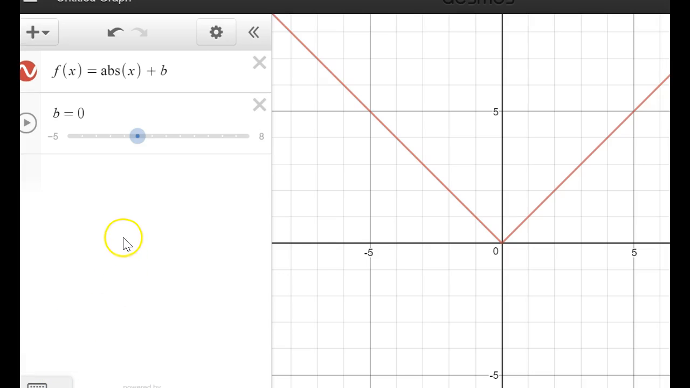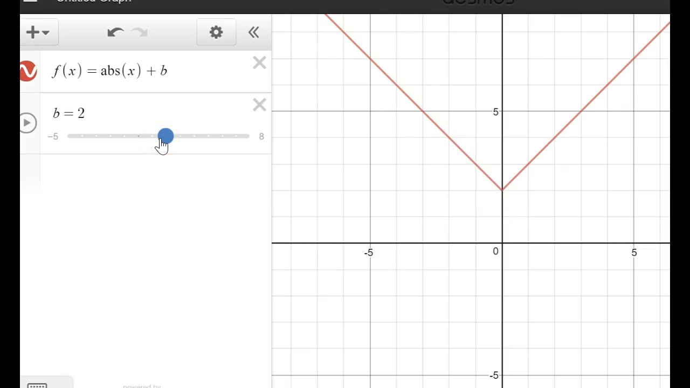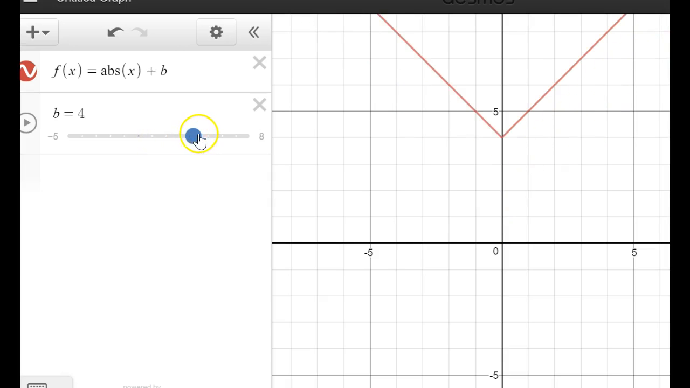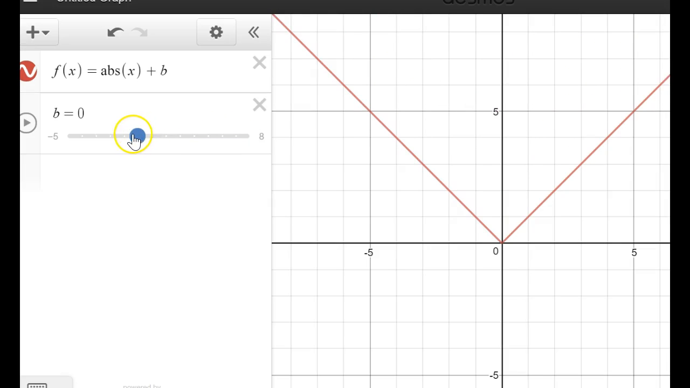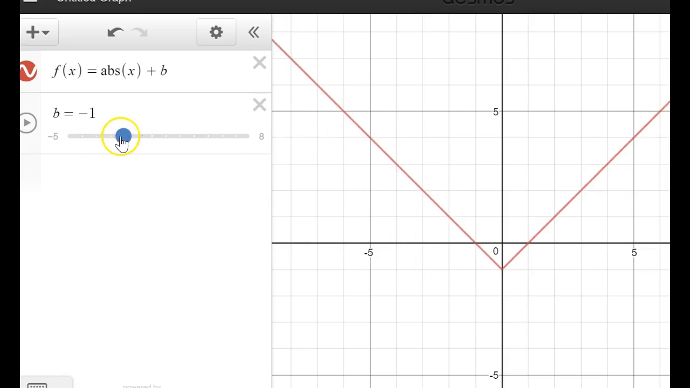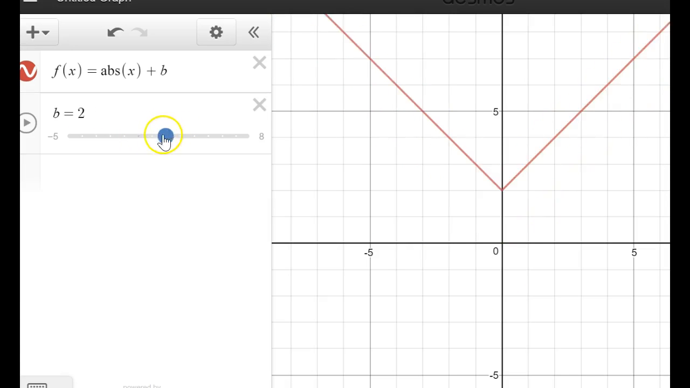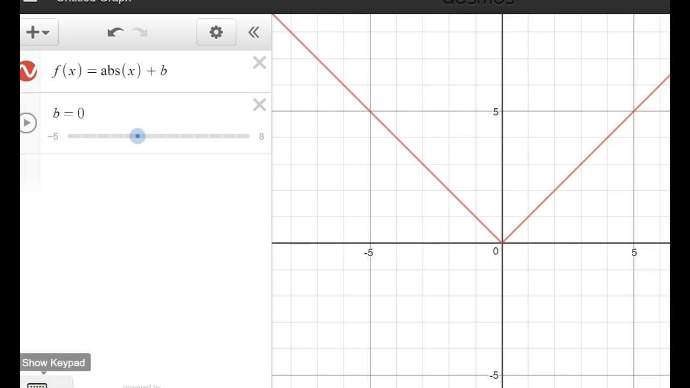And so I've graphed this absolute value of x on Desmos, and you'll notice that I've added b, and if we get the absolute value of x plus 1, it goes up 1, plus 2 goes up 2. So if I add constants to the absolute value, it goes up. And if I subtract numbers from the function, it drops down. So that's called a vertical shift. Notice that the shape does not change at all. It just picks it up and moves it vertically.